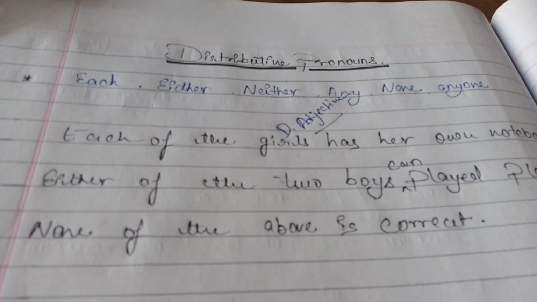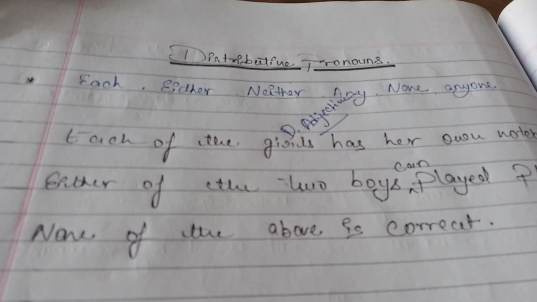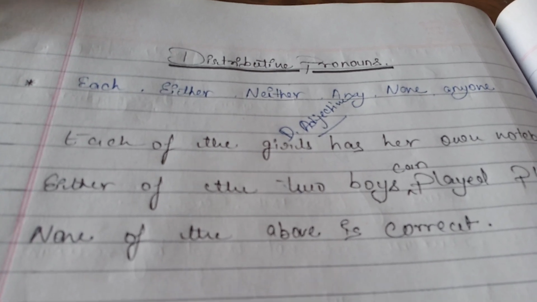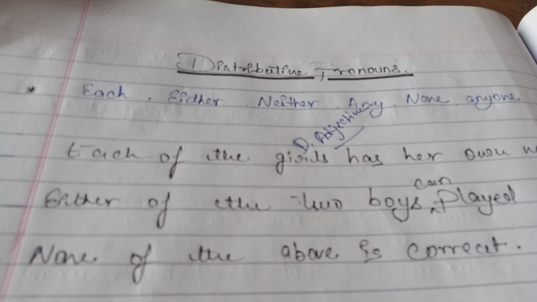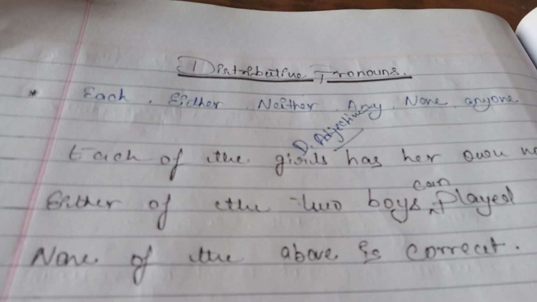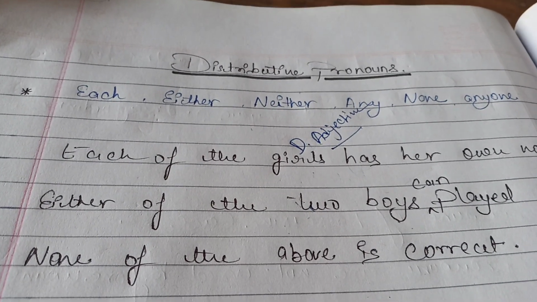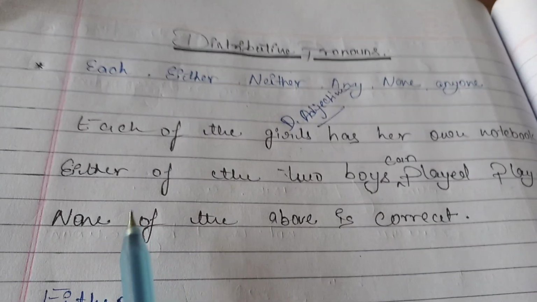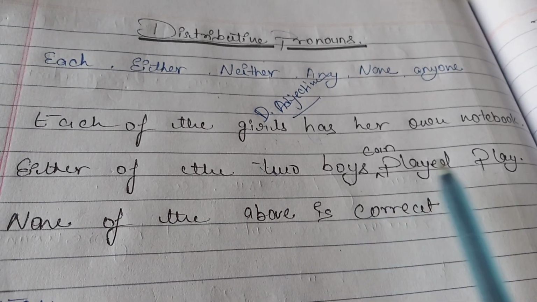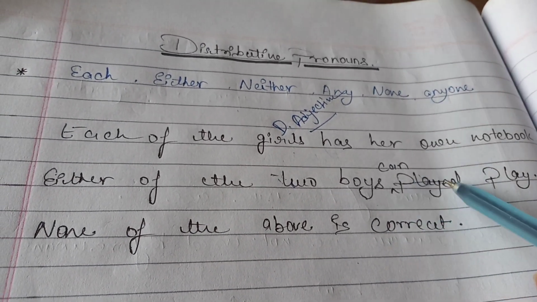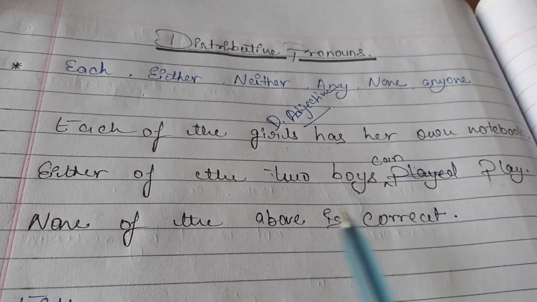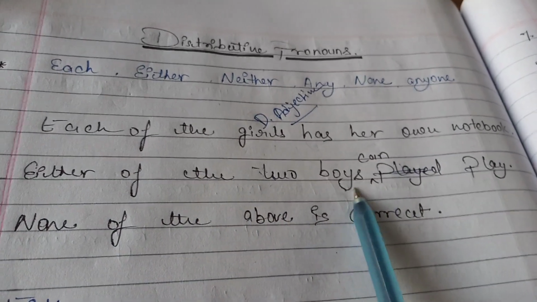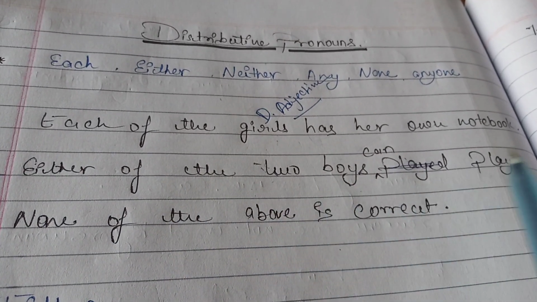With each, either, neither, any, none, anyone, in these pronouns, we have to use a singular helping verb and a plural noun. Singular helping verb and plural noun. See the next sentence. Each of the two boys can play. Either of the two boys can play.